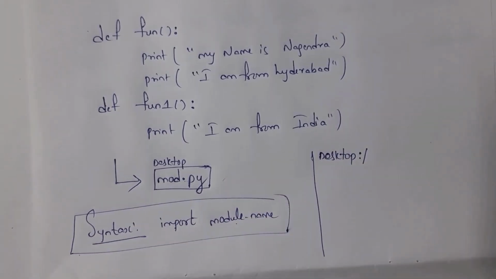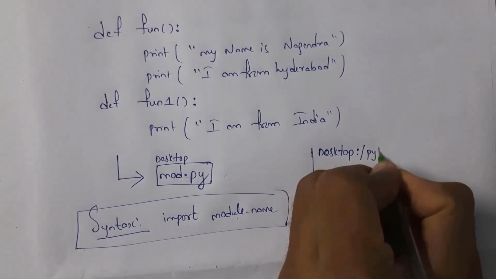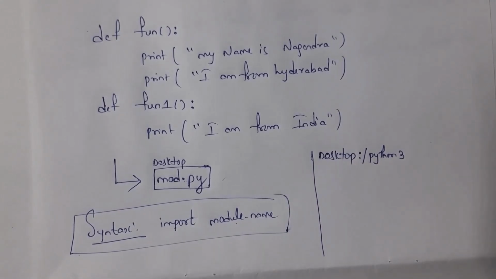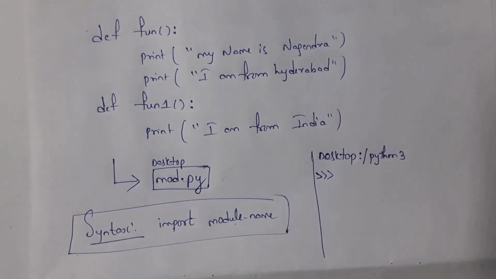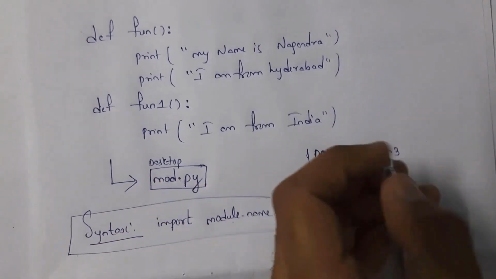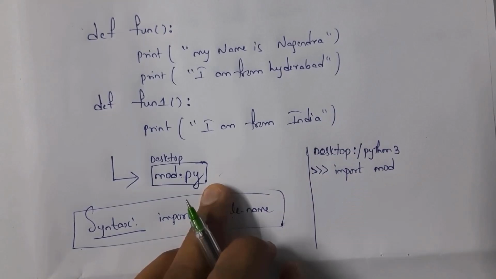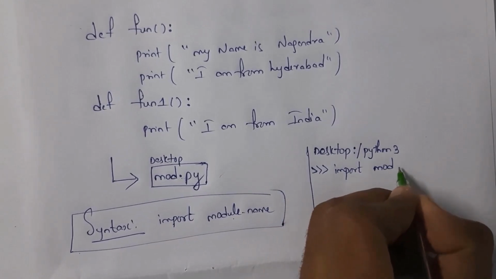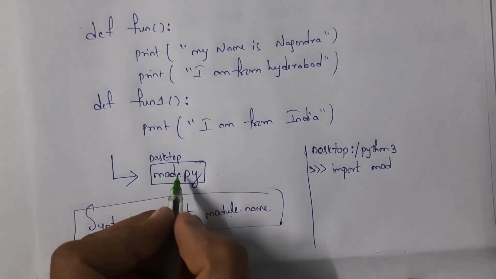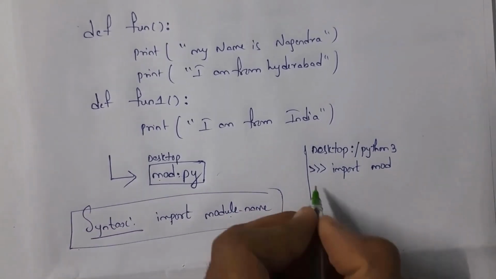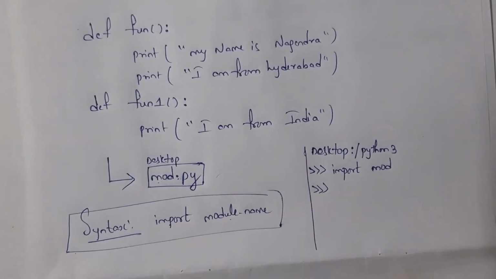Now we need to open Python in the command prompt. So just write python3, that is Python 3rd version, and press enter. It will open Python 3. Now inside this Python you need to write import, then the module name, which is mod. Guys, don't write mod.py, just write mod. That's it. So I wrote import mod. Whenever you write .py, it will display an error, so avoid .py and write mod. When you press enter, it will import this module.